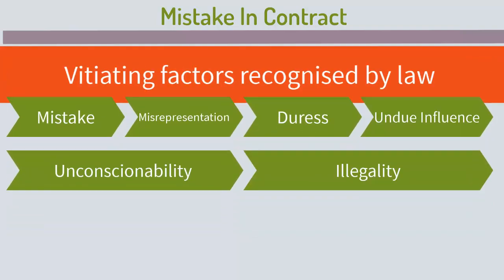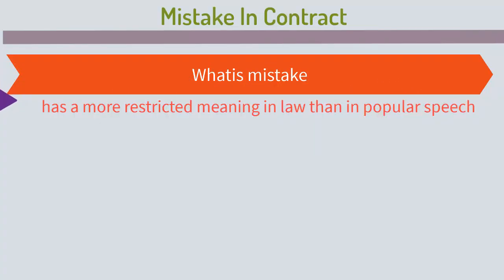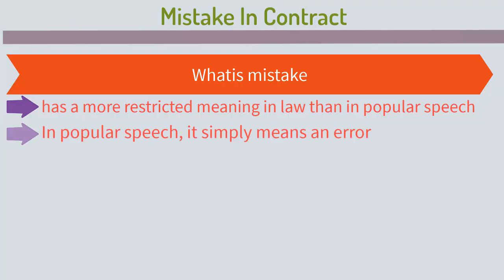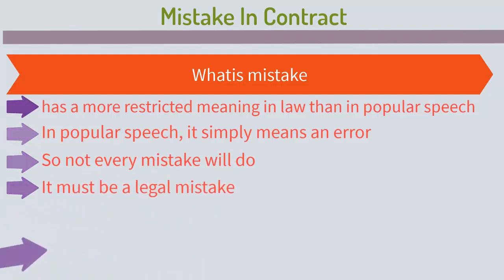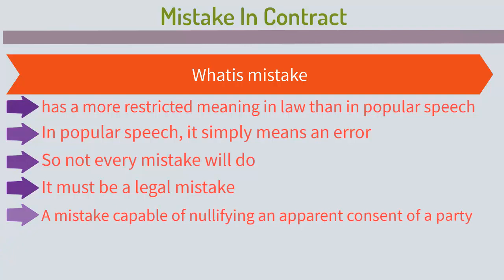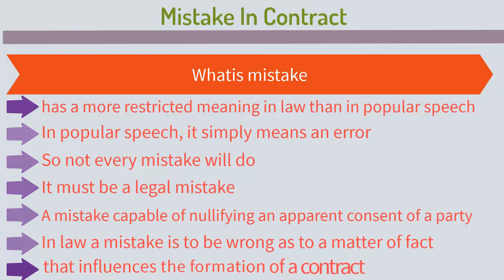What does mistake mean under the law of contract? The word mistake has a more restricted meaning in law than in popular speech. In popular speech, it could simply mean an error, and so not every mistake will do, but a legal mistake capable of nullifying the apparent consent of a party or parties to a contract. So in contract, to be mistaken is to be wrong as to a matter of fact that influences the formation or the making of a contract.